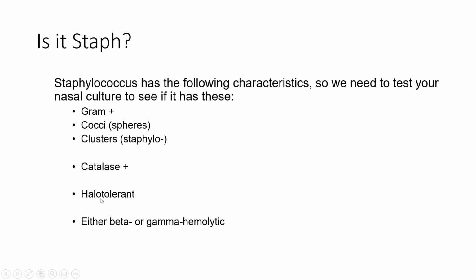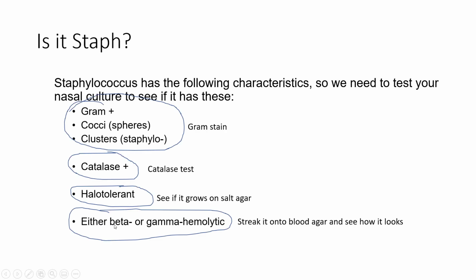Halotolerant, you'll remember that means it can grow with high salt concentration. And then it is either a beta or a gamma hemolytic. So that one we'll need to address as well. So I've circled all of these things we can determine with a gram stain and then look at it under the microscope. I am going to explain the catalase test.